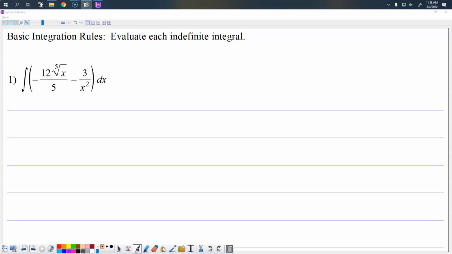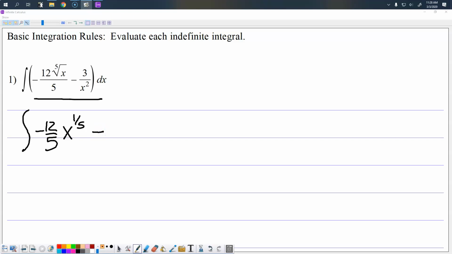So integrating these. What we want to do is first of all, I'm going to rewrite this a little bit. That negative 12 over 5, I'm going to write it like this. And that fifth root of x, I'm going to rewrite it as a 1/5 power. Okay. Then I'm also going to rewrite this one.